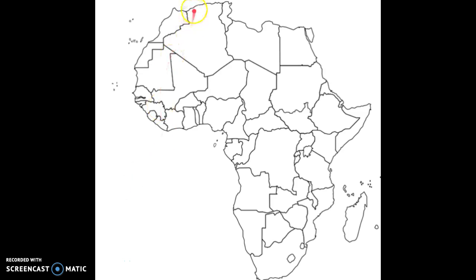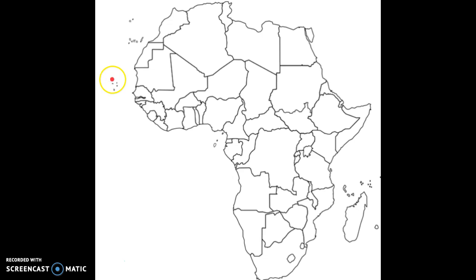So let's start in the top left with Morocco. Right below Morocco, we have Western Sahara. So if we go to the right of Morocco, we have Algeria. So on the top here, we have Tunisia. To the right of that, we have Libya, and in the top right corner here, we have Egypt.